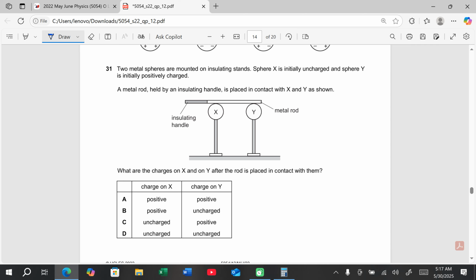Two metal spheres are mounted on insulated stands. Sphere X is initially uncharged, sphere Y is initially positively charged. A metal rod held by an insulating handle is placed in contact with X and Y as shown. What are the charges on X and Y after the rod is placed in contact with them? That's easy. Remember one thing: whenever something is touching the sphere, it will get the same charge. So Y is positive charge, so X will get positive charge as well.